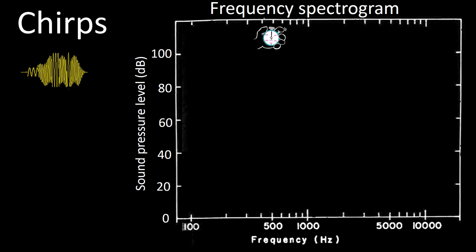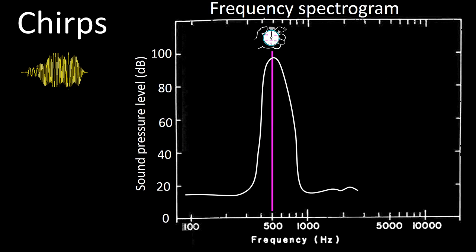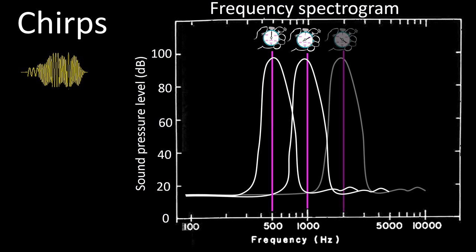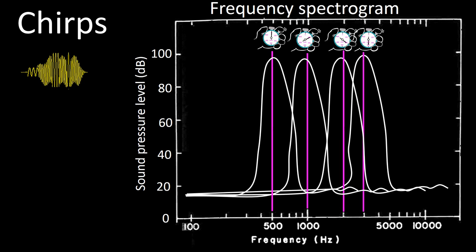So at time 0, a low frequency narrow band click is delivered, followed by another similar click but with higher frequency delivered a little bit later, then a third one, and a fourth one. Notice that the time in the little clocks are different.